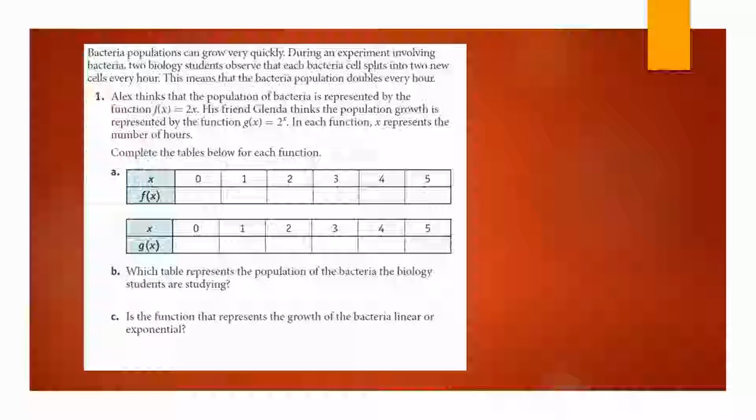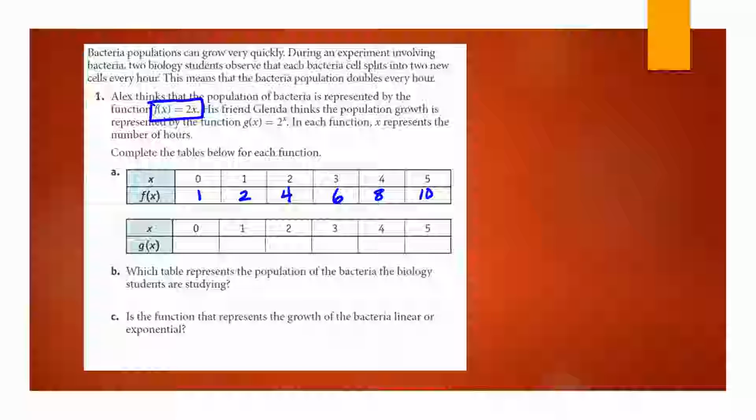So Alex, at the first 0 hour, that would be 1 bacteria. Then after 1 hour, it doubles, so it would be 2. And then it doubles again, so in his function it multiplies by 2. So after 2 hours it multiplies by 2, 2 times 2 would be 4. 3 hours, 3 times 2 would be 6. And 4 hours, 4 times 2 would be 8. So in Alex's function, we're just plugging x in and multiplying it by 2. So 5 times 2 would be 10.